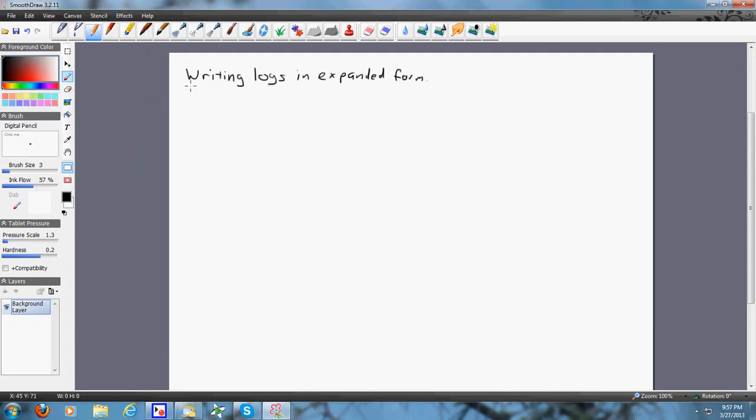Alright, so we're going to write logs in expanded form. And in order to do that, you need to know a few things. Probably the most important thing is, well, I shouldn't say that because they're all equally important. But if you have a to the b over c, it's the c root of a to the b.